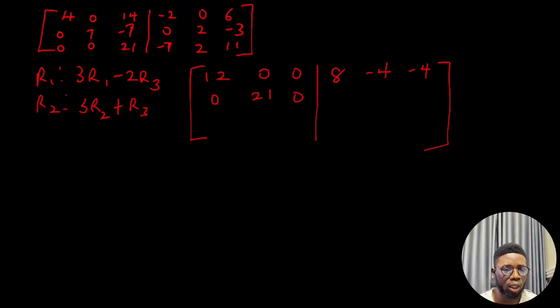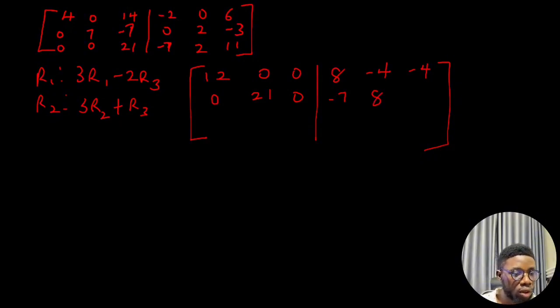So the next side, we have 3 times 0 is 0. Then plus negative 7, that would just be negative 7. Then we also have 3 times 2, which is 6. So we are doing 3 times row 2, then plus row 3. So 3 times 2 is 6. Then we have 6 plus 2. That's going to give us 8.